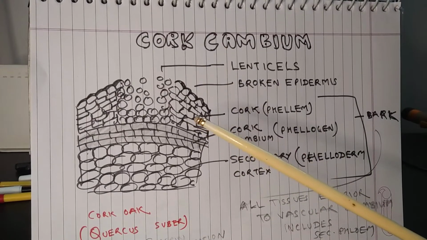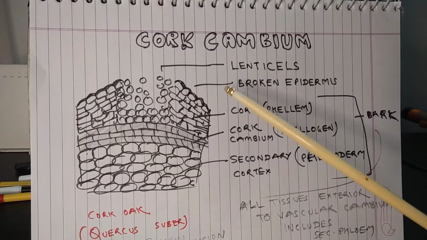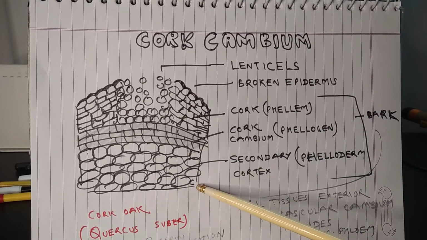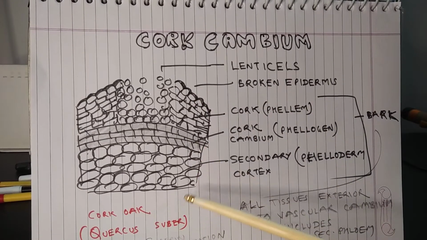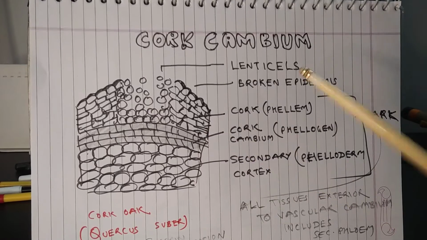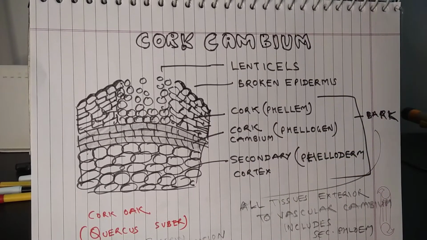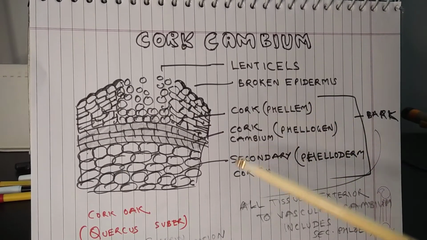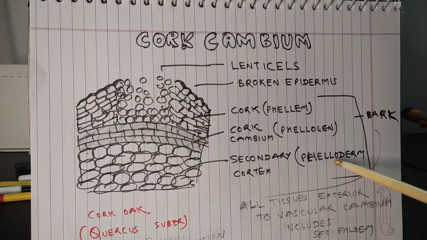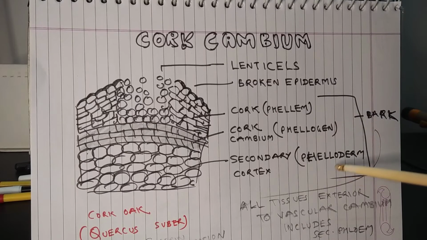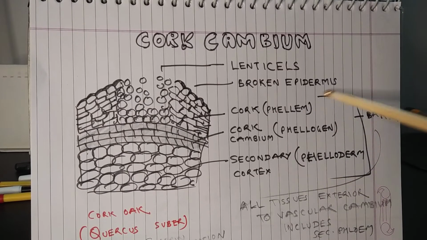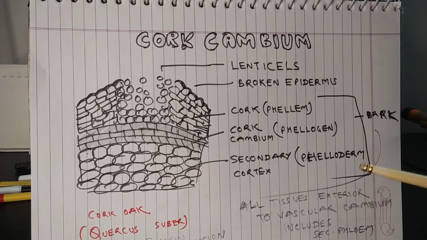So it produces cork towards the periphery and secondary cortex towards the pith, or towards the center. Cork cambium is called phellogen, cork is called phellem, and secondary cortex is called phelloderm. And phellem, phellogen and phelloderm put together are called bark. Bark is a non-technical term.